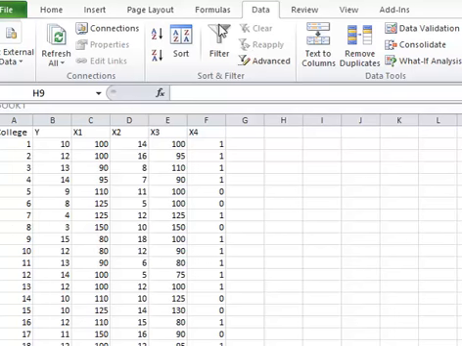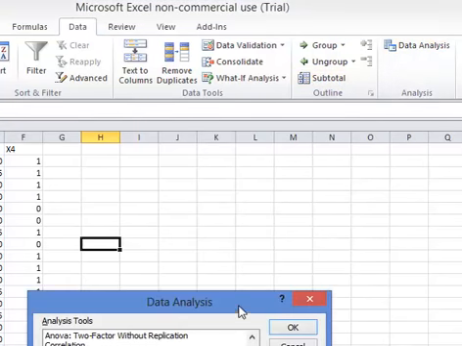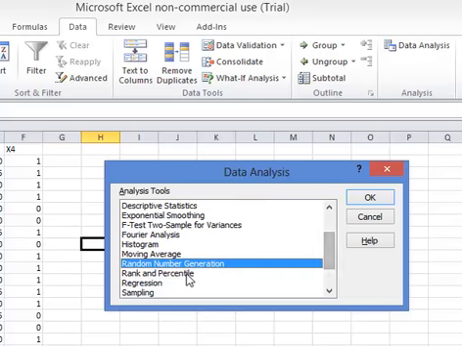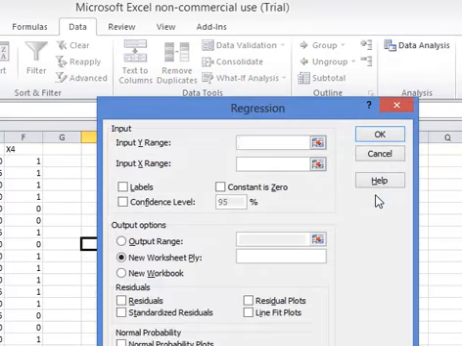In Excel, on the top bar, click Data, then click Data Analysis. If you cannot find Data Analysis in your Excel, please add the Data Analysis ToolPak to your Excel, as I posted on Moodle. Then select Regression here. Click OK.